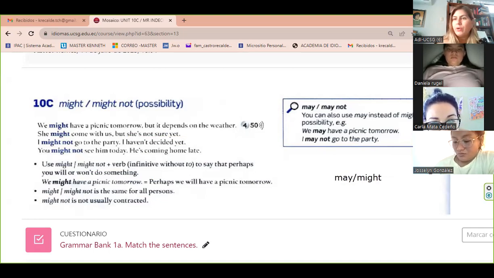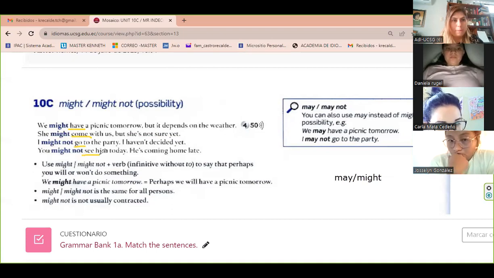For example, here we have, we might have, normal. She might come, the verb is in present. You might not go, the verb is normal. You might not see, okay? Always the verb comes in infinitive. You don't change it. Yeah?